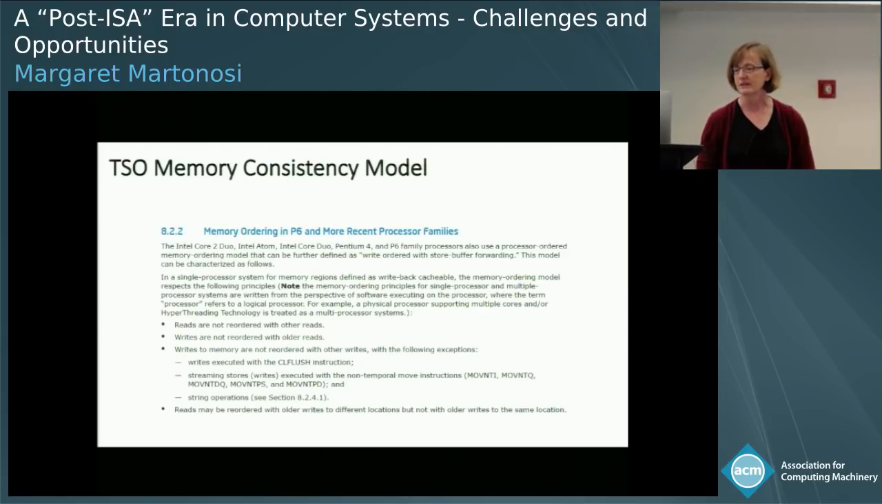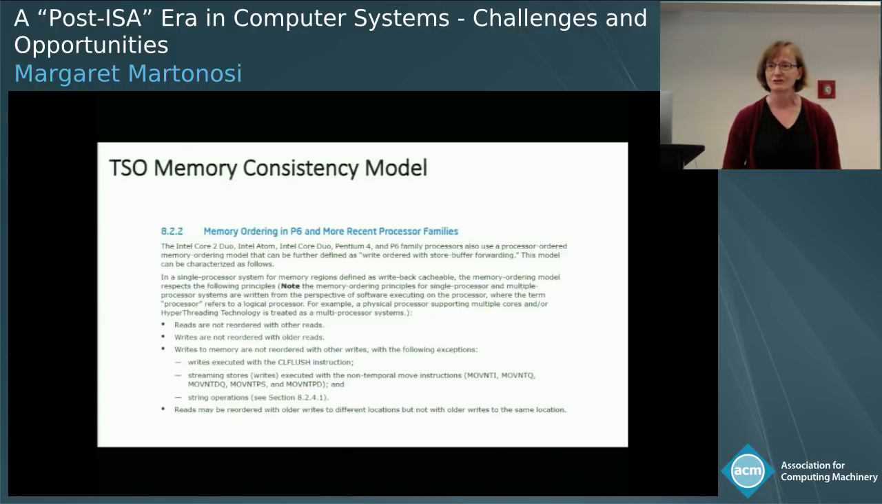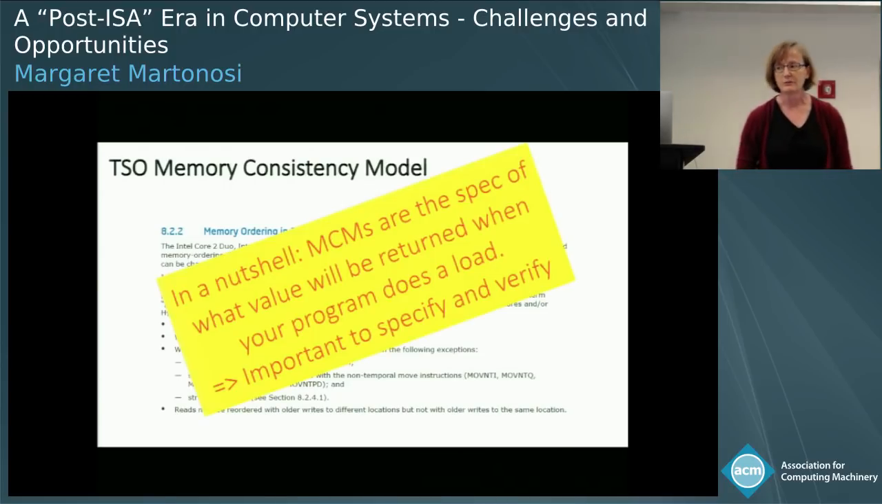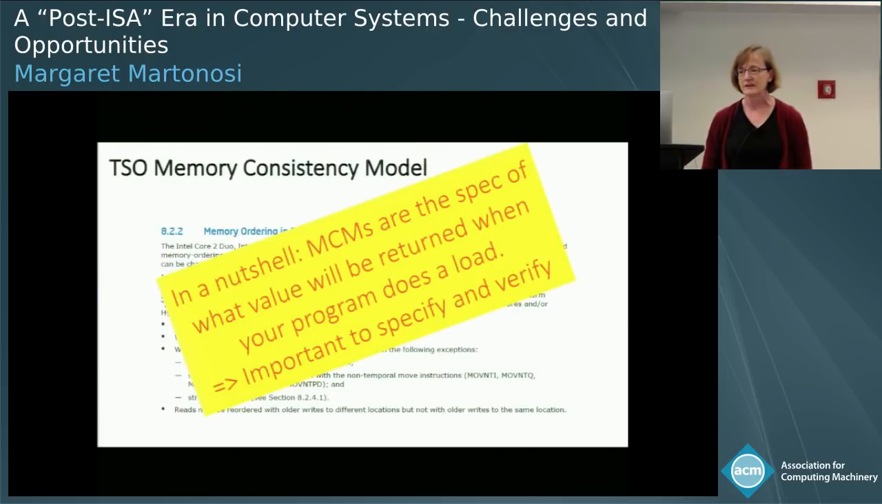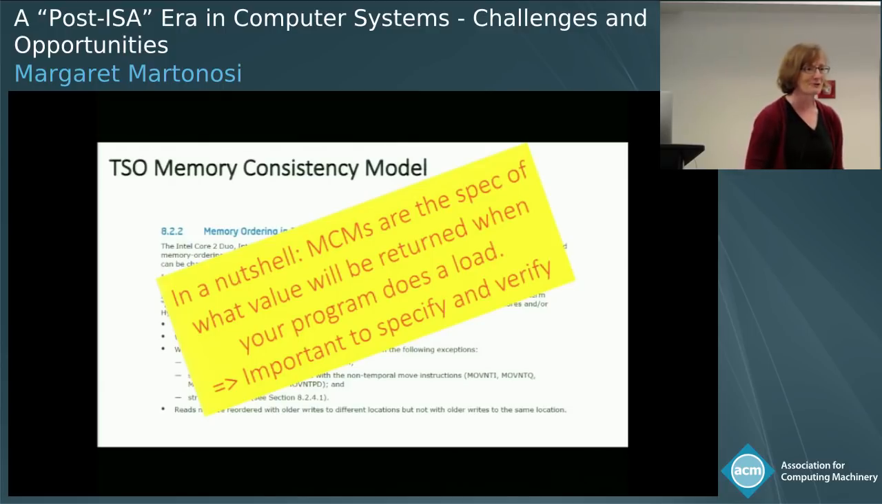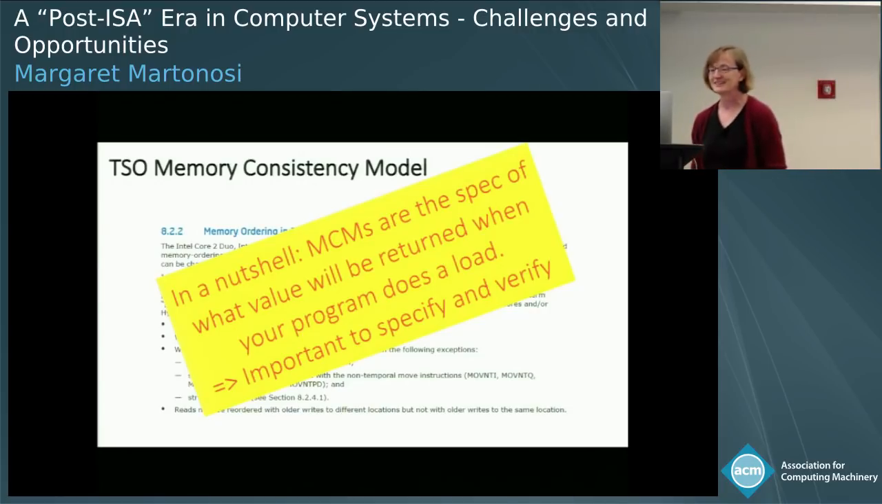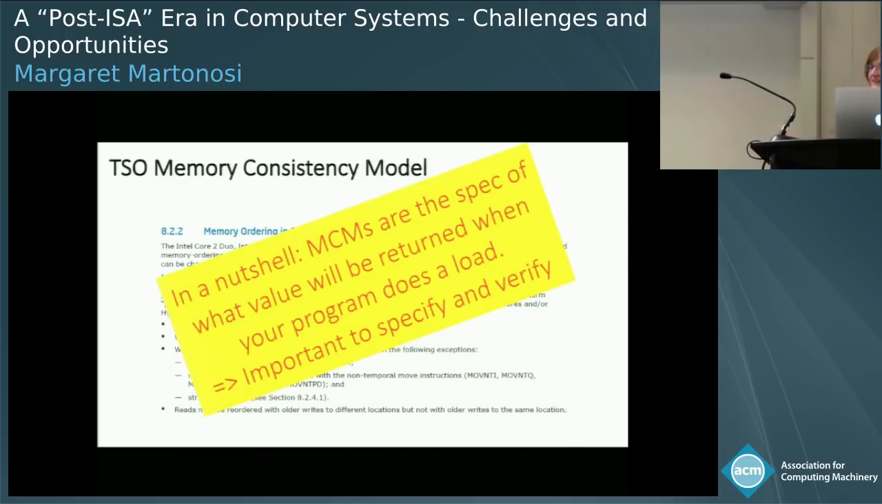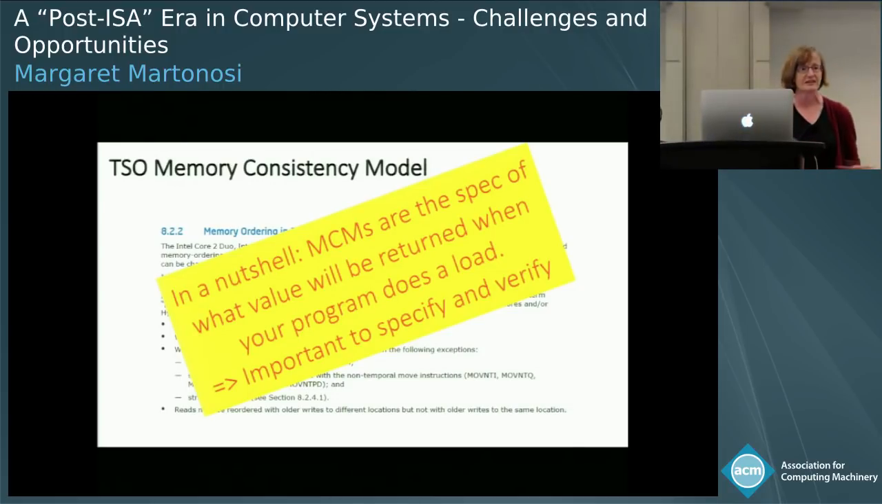If nothing else, one of the things that I pause to say at this point is a lot of people, especially students, feel like, shouldn't we have figured this out by now? Basically, memory consistency models are the specification of what value should be returned when your program does a load. And there's a sense in the world that surely we should have figured this out by now. Unfortunately, we really haven't, or not fully. And so it's important to specify and verify them as these systems become more complex. And again, as we have a half dozen or a dozen different instruction set architectures on a chip, each speaking often a distinct memory consistency model.